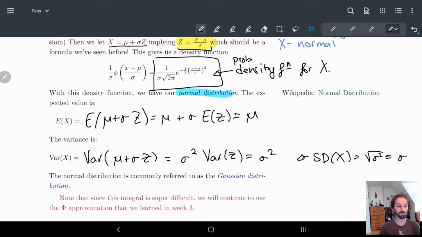Now, the normal distribution actually has a second name to it. Sometimes this distribution is called the Gaussian distribution. If you've ever seen Gaussian distribution, that's one thing that gets shown occasionally. I'll usually use normal, but just note that in the real world, normal and Gaussian are the same thing and they both get used interchangeably.